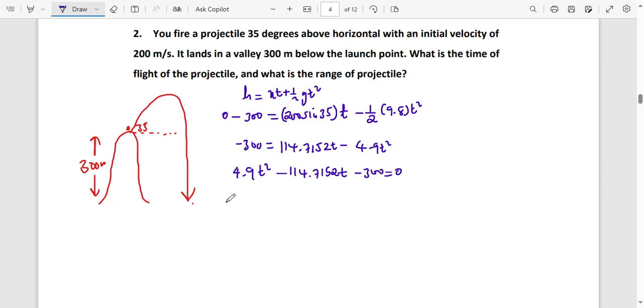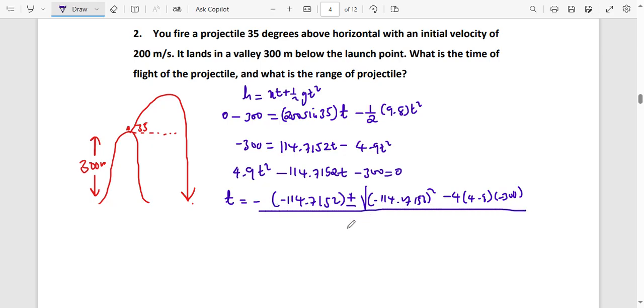Now use the quadratic equation. t is equal to negative b. Negative b is the number in front of the t, that is negative negative 114.7152, plus or minus the square root of b squared, the same negative 114.7152, you square it, minus 4ac. a is 4.9, c is negative 300. Supposed to divide everything by 2a, and a is 4.9. Remember, this is a square root.